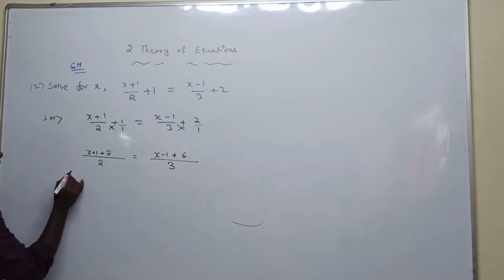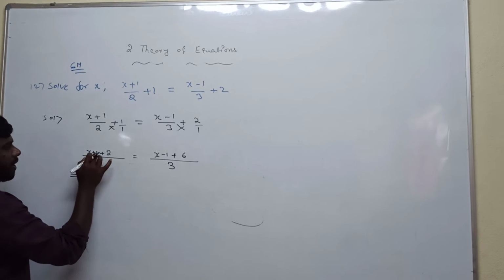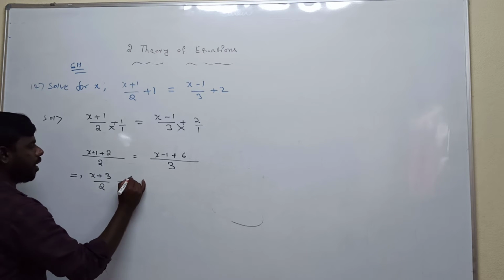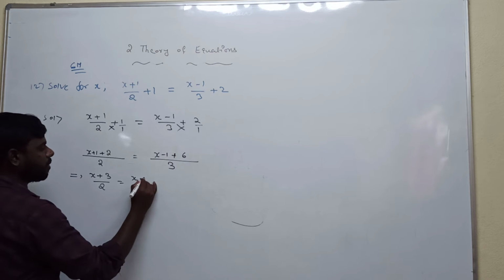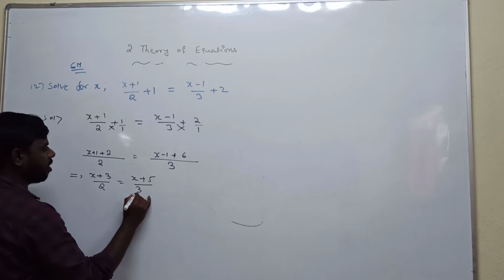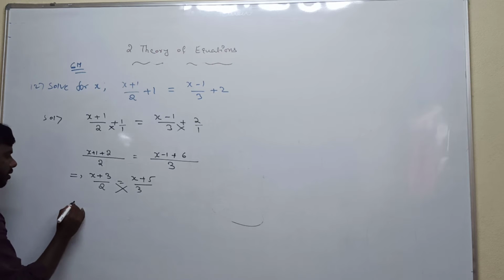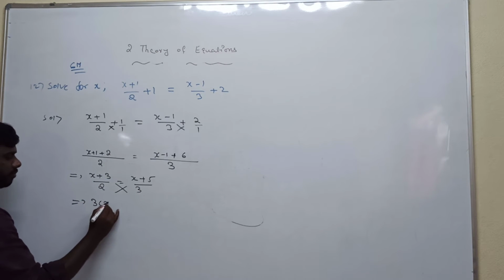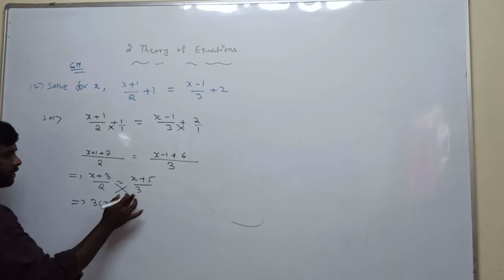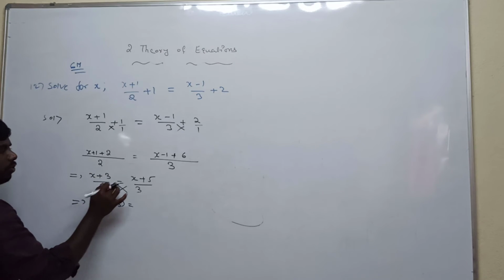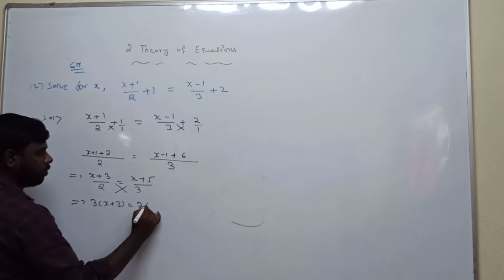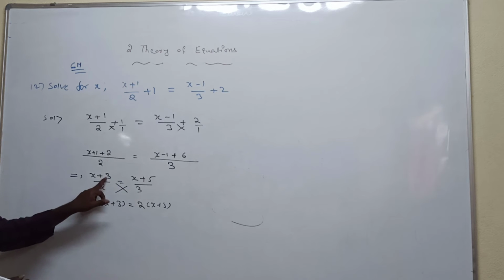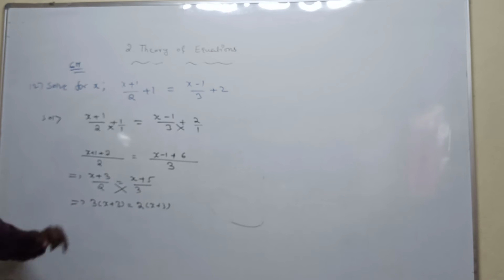Everyone understood? Now simplifying: x plus 1 plus 2 is x plus 3, divided by 2, is equal to x minus 1 plus 6, which is x plus 5, by 3. After that, cross multiplication. 3 will go to the right hand side numerator, and 2 into x plus 5. Cross multiplication we are applying: 3 into x plus 3 is equal to 2 into x plus 5.